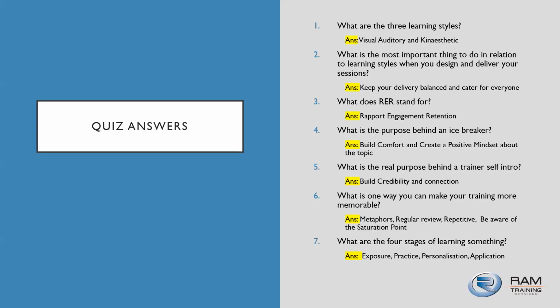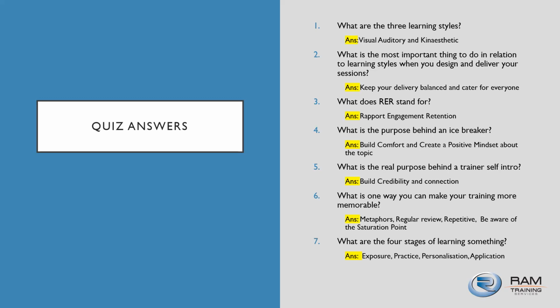Awesome, folks. Let's check out the answers. So, what are 3 learning styles? Visual, auditory, and kinesthetic. And there is one more, read, write, but that's okay. For now, we just got the 3 there. What is the most important thing to do in relation to learning styles? Well, keep your delivery balanced and cater for everyone.